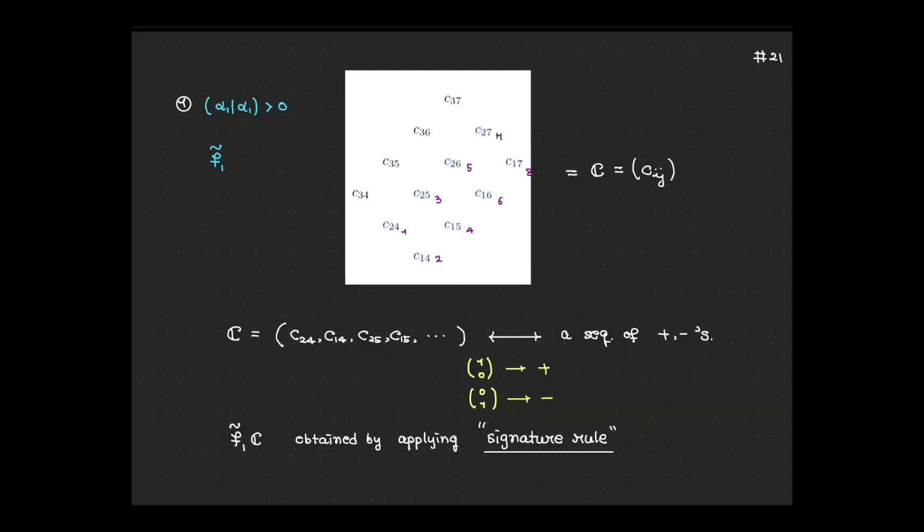The wrong comment I made in the last lecture was that it can basically be computed using the signature rule. But here we should assign the sign for the binary matrix: 1, 0 to plus and 0, 1 to minus. And for 0, 0 and 1, 1, we just give the trivial sign. Then we apply the signature rule.